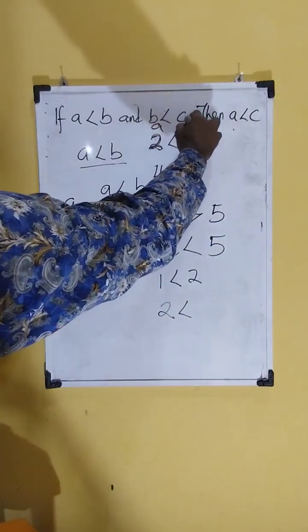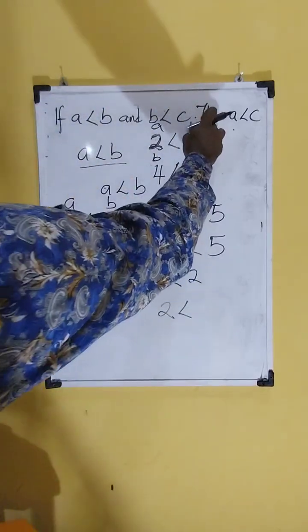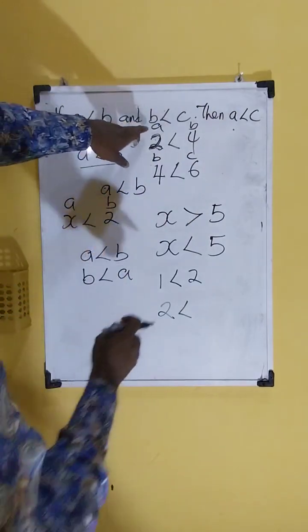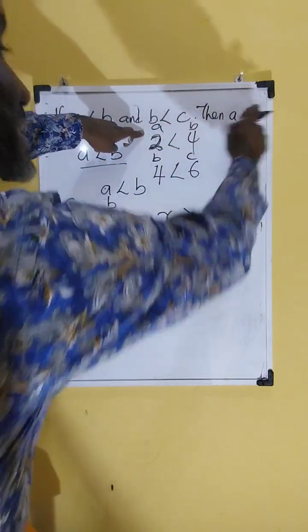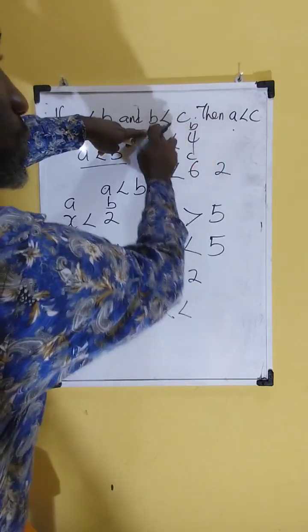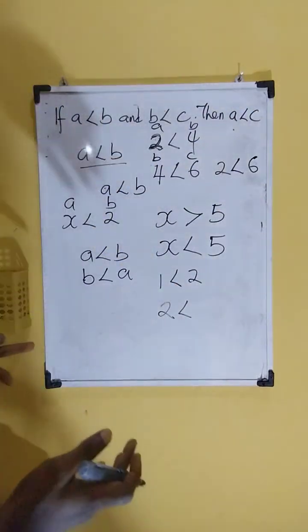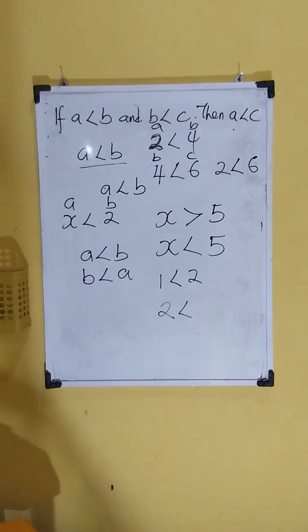This is A, this is B, and this is C. So now, if the final part says then A is less than C, what does that mean now? It means that 2 is less than C, which is very correct. I'm just telling you, the confusion is how to read it. There is no problem with what you have said.